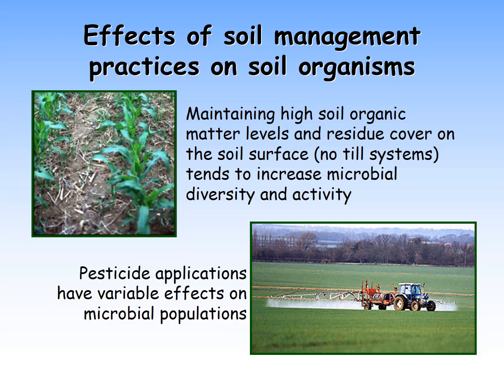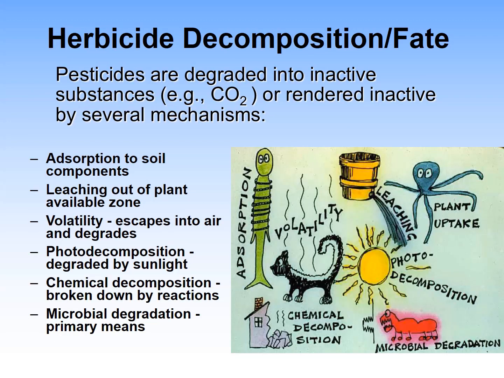Pesticide application has a mixed effect on soil microorganisms. The chemical may be toxic to some and thus detrimental. The activity of bacteria that can degrade the chemical will also be increased. So the application has variable effects on these microbial populations.